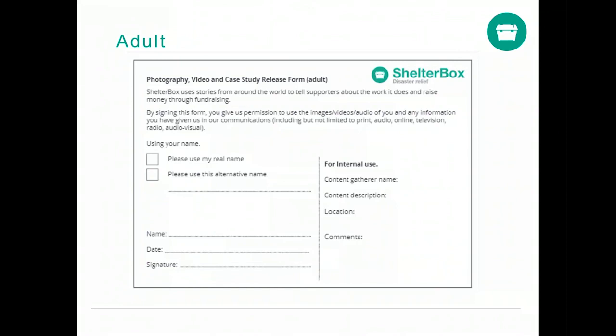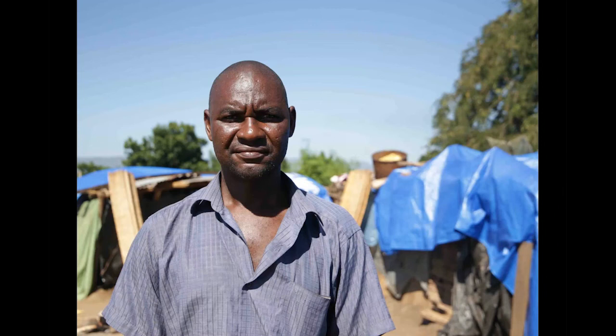Even if they do want to use their own name, there might be many reasons why you or the content team back at HQ might decide that that could present risk to them, and you might decide later on that using an alternative name is in their best interest. So, for example, in the case of victims of gender-based violence, a beneficiary's well-being and safety should always take priority over the need for an image or story. So even if they give their real name, it won't necessarily be used. Here's an example of a portrait of an individual who we needed to gather consent from to use this portrait.